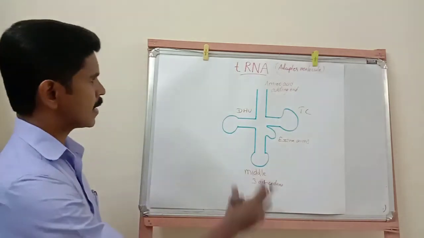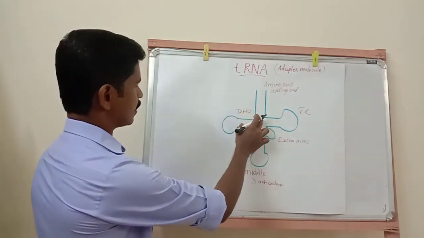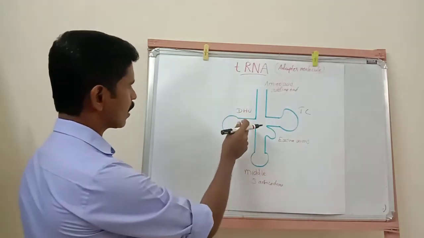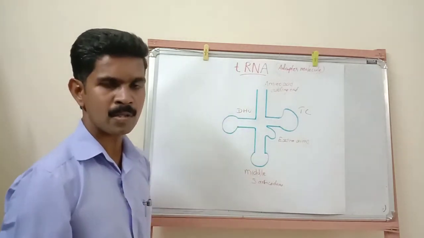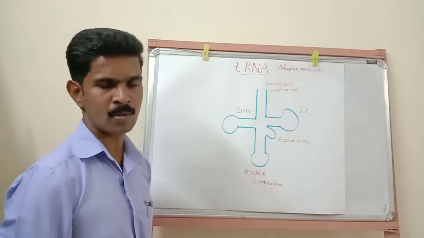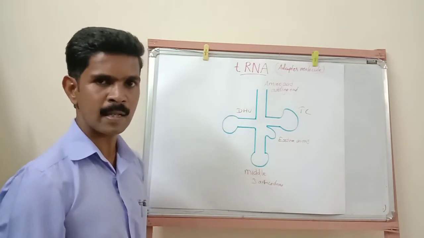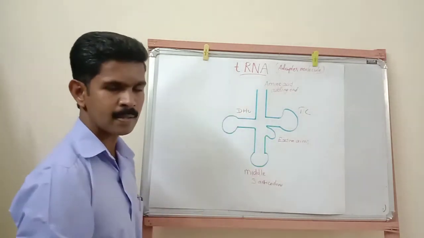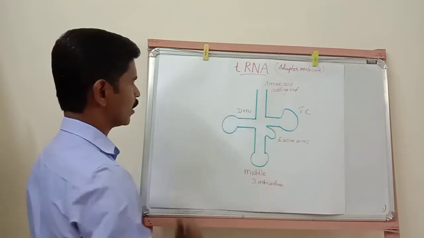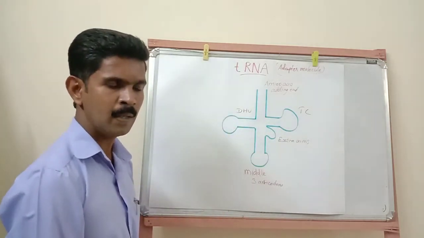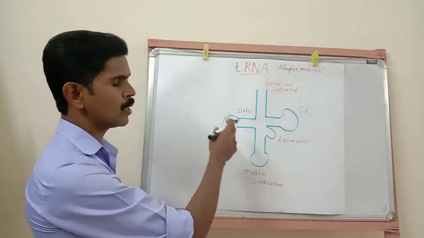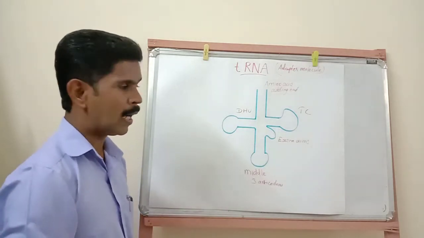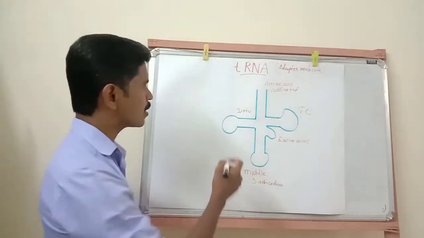Understand? Then the second point about this tRNA is that the 2-dimensional structure of the tRNA molecule was first proposed by Robert Holley. Robert Holley is a scientist. He first proposed the 2-dimensional structure of this tRNA molecule. Then this tRNA molecule looks like a clover leaf, and it also looks like an inverted L shape.